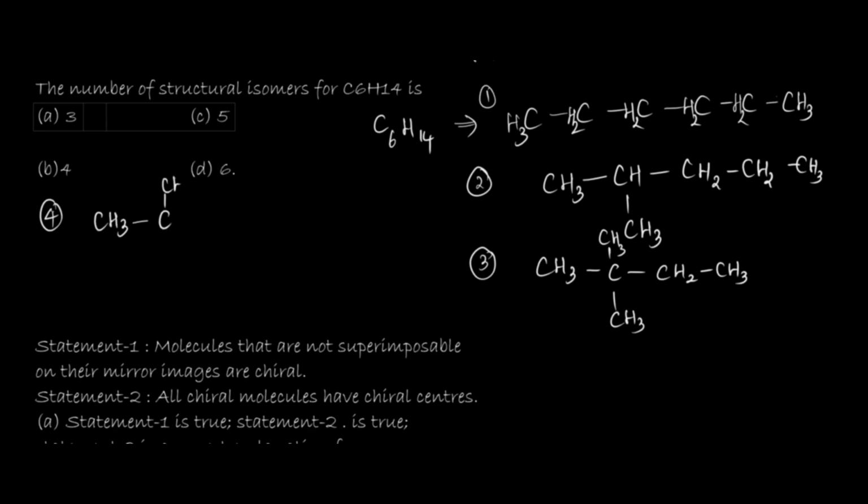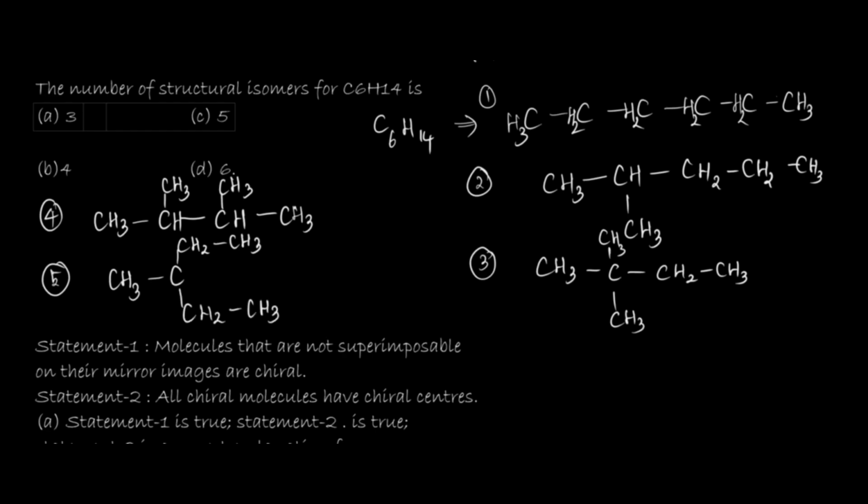And the fourth possibility can be CH3, CH3, CH, CH3, CH3, and the fifth possibility, that is CH3, CH2, CH3, CH2, CH3, H. Is it possible that the name of this compound will be 1, 2, 3, 4, 5.